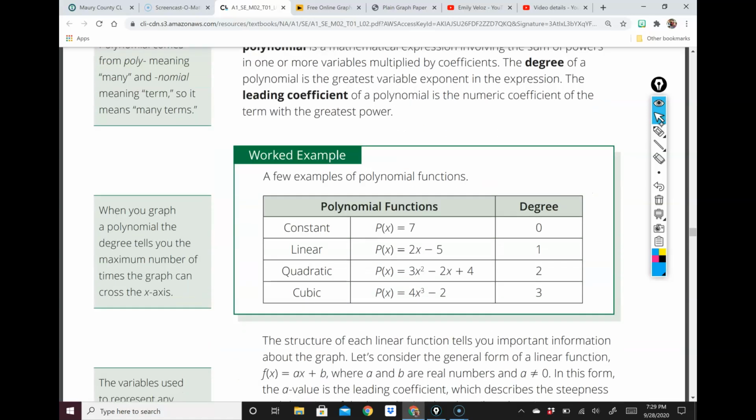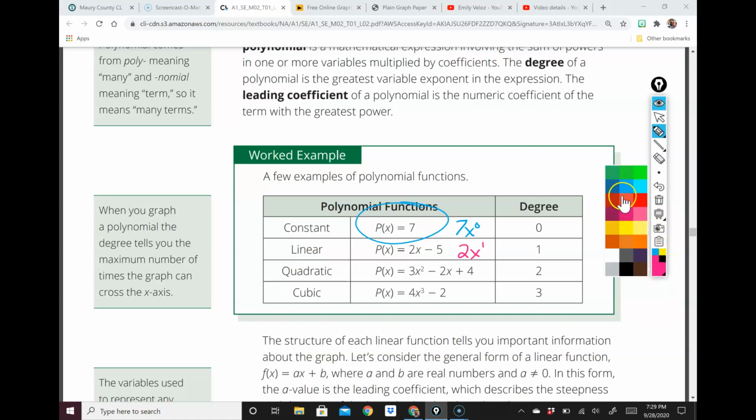So here, when we talk about constant, you've got p(x) equals 7. So it is to the 0 degree. Think about having 7 times x to the 0 power. So we're looking at the exponent of x. Here in this next example, we have 2 times x. And so when you don't see an exponent, it's to the 1st degree.